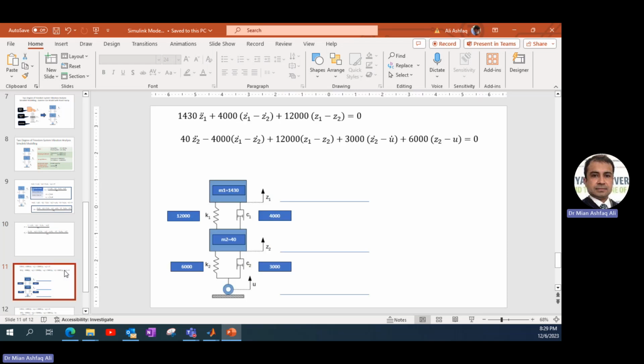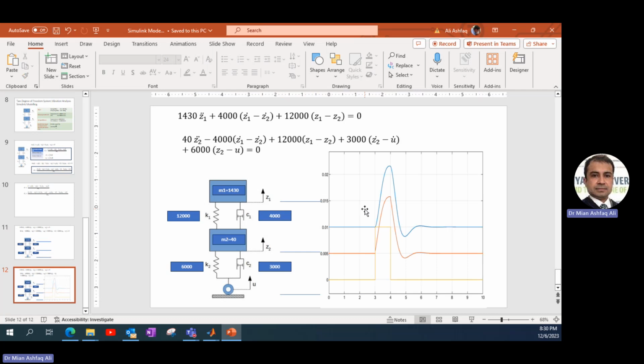We can also put all the numerical values in the equation, and there are two equations that result. I have shown all the parameters on this figure: M1, M2, K1, K2, C1, C2. Those three lines are the reference lines about which M1 will be at equilibrium on this line, M2 will be at equilibrium on this line, and this is the road profile when there is no input. Whenever there is some input coming from the road bump, M1 and M2 will move.